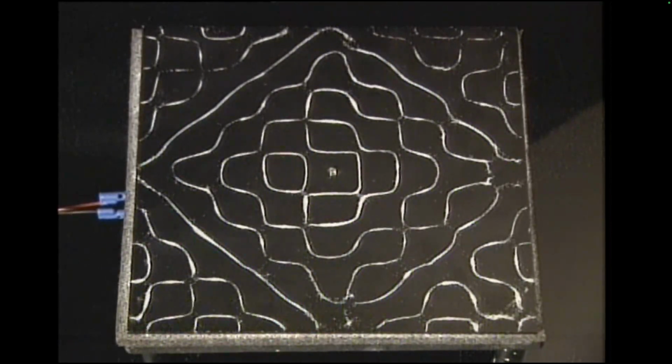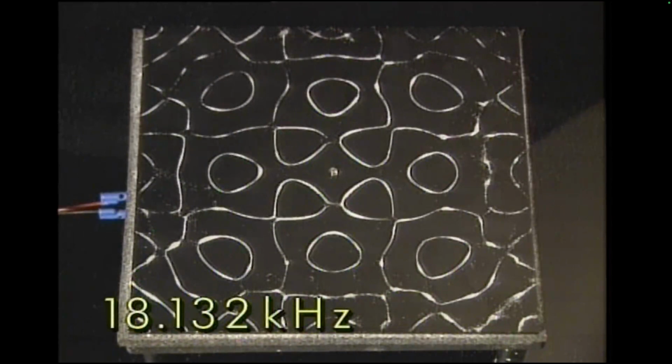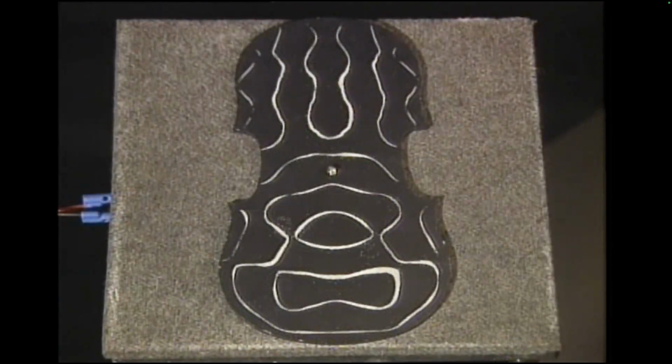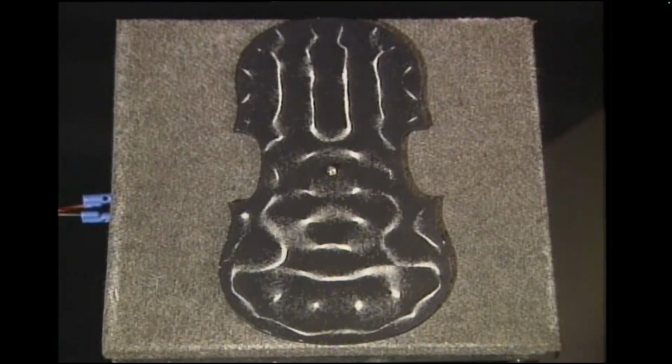I always use that joke, like, who needs drugs? Yeah, physics. The wooden plates on a violin would exhibit this type of oscillation.